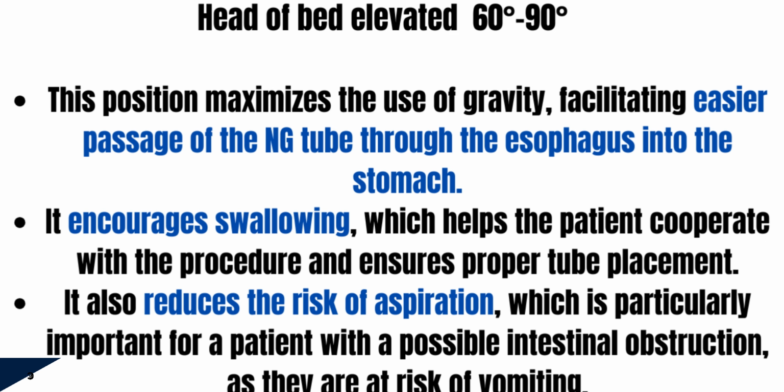Option 2. Head of bed elevated 60 degrees to 90 degrees. This position maximizes the use of gravity, facilitating easier passage of the NG tube through the esophagus into the stomach. It encourages swallowing, which helps the patient cooperate with the procedure and ensures proper tube placement. It also reduces the risk of aspiration, which is particularly important for a patient with a possible intestinal obstruction, as they are at risk of vomiting.